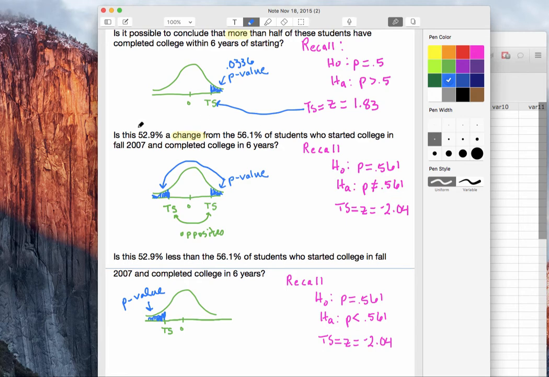So our sample proportion, 52.9%, was just over 2 standard deviations below the mean. So I need to find this area in the left tail, and then if I double it, I'll be finding this symmetric area in the right tail. Add those together, and that's our p-value.